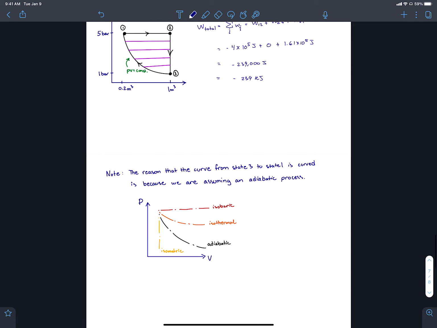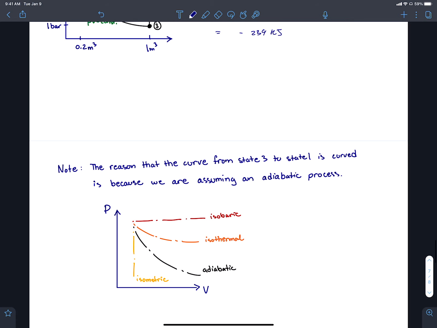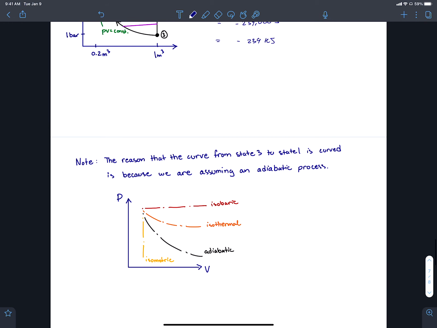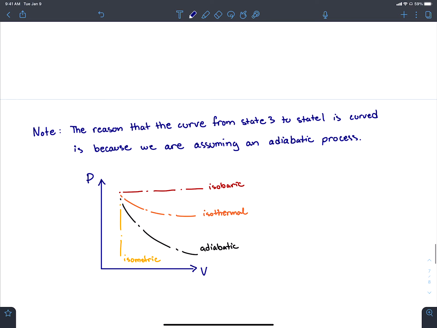And in case some of you were wondering why the process from 3 to 1 is a curve as opposed to a straight line, it's because in this problem we're assuming an adiabatic process. So what that means is no heat is coming into the system or leaving the system. I drew this relationship, so I have an isobaric, an isothermal, an adiabatic, and an isometric process, just for your own reference if you're interested in that.